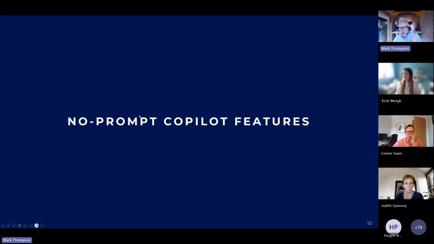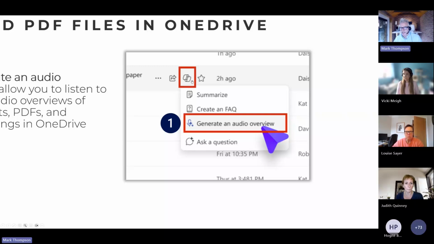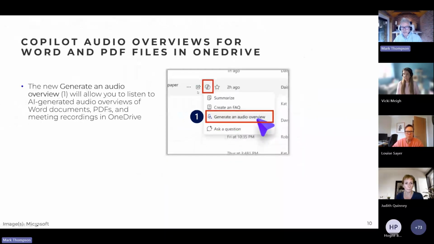Okay, so let's look at some no prompt Copilot features, which I think will be great for getting those people back. Okay, our first one is Copilot audio overviews for Word and PDF files in OneDrive. So we've got this new option here. I've gone to OneDrive, clicked on this icon, and I can generate an audio overview.